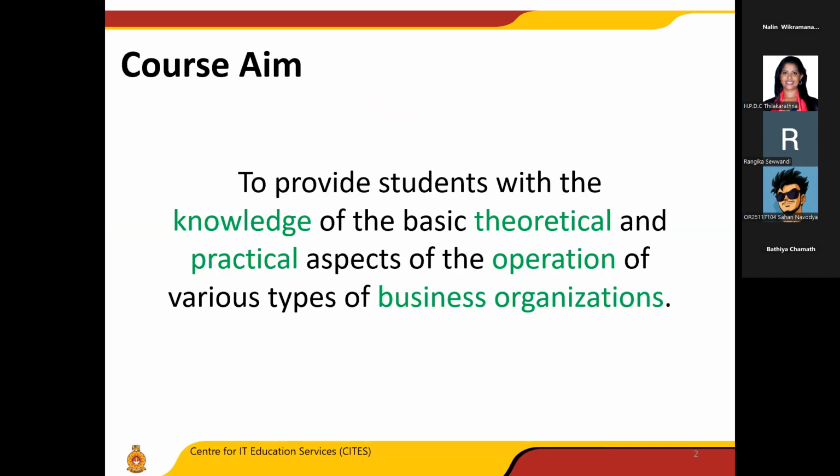The main aim of this course is to provide fundamental knowledge of both the theoretical and practical aspects of business organization. By the end of this course, you will understand how businesses operate, how they are structured, and how different functional areas work together.